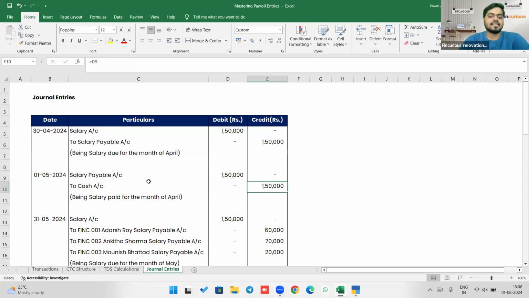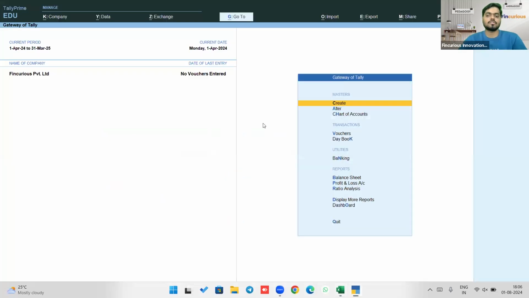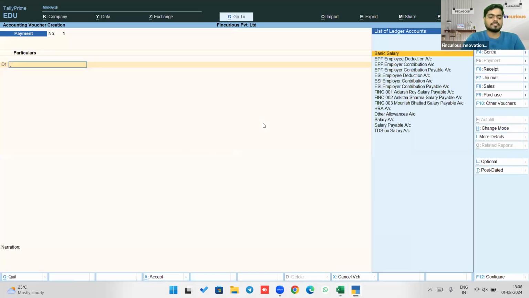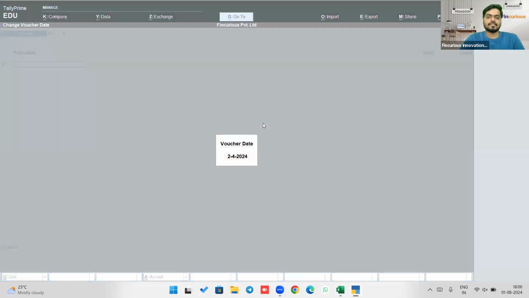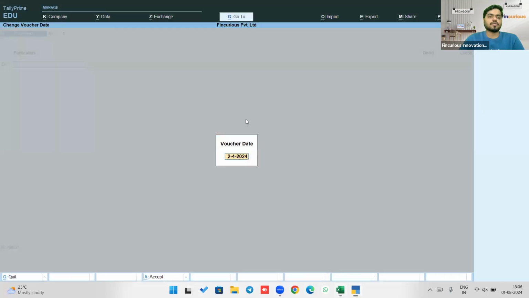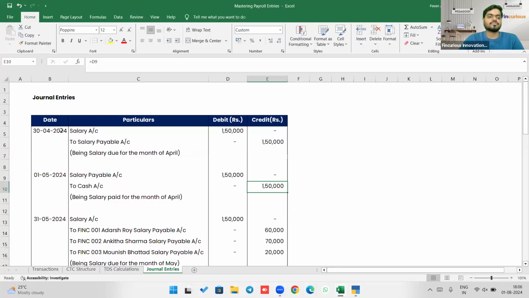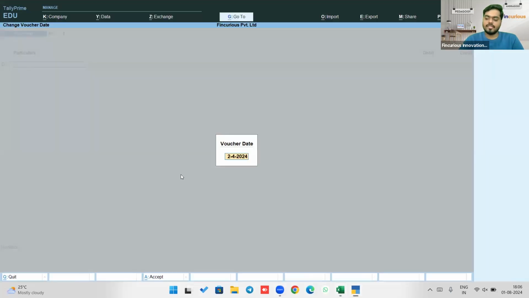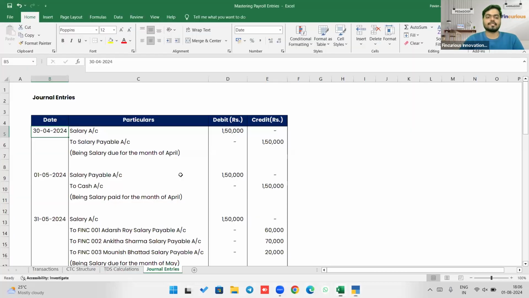So let us pass the same entry in Tally also. From the gateway of Tally, I am going to vouchers. In vouchers, I'll press F2 to change the date. But unfortunately, we are using Tally in educational mode. That is why 30th April cannot be entered here. If I press 30th April, it will not take. So what I need to do is take 1st of May itself. Then it will take.